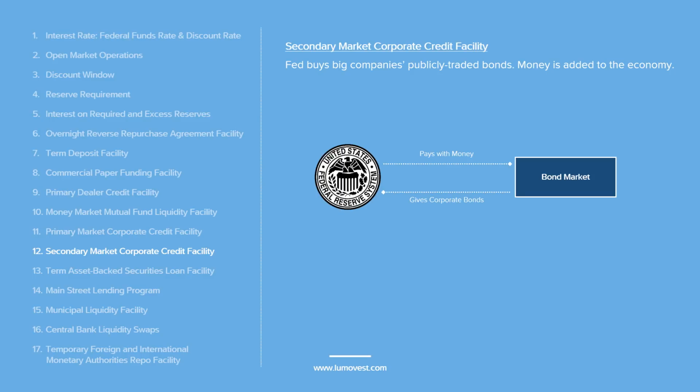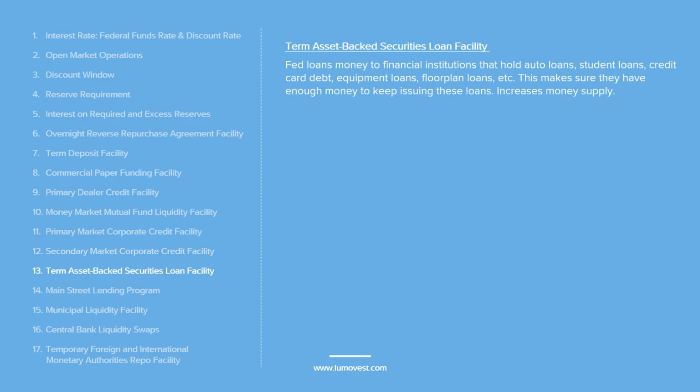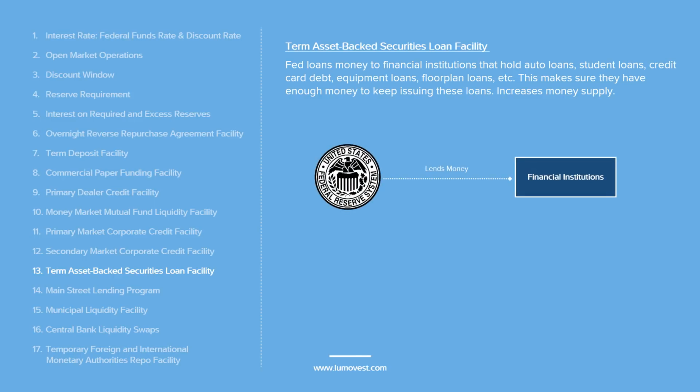Government treasuries and big corporation bonds make up a big piece of the credit market. But they're not the only types of debt we have in the country. For small businesses and for us regular people, we also have auto loans, student loans, credit card debt, equipment loans, floor plan loans, etc. These loans provide much needed money to small businesses and to us regular people. To make sure financial institutions can continue providing these types of loans to people who need them, the Fed has the Term Asset-Backed Securities Loan Facility. Under this program, the Fed will loan money to the financial institutions that hold these types of debt based on the value of the debt they hold. By lending money to them, the Fed is increasing the money supply so these financial institutions can keep extending these types of loans to us little folks.